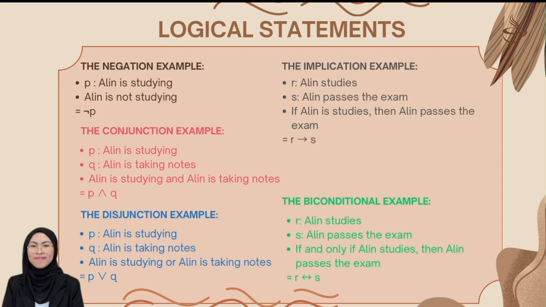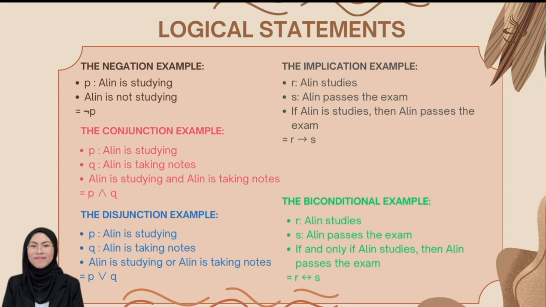The fourth one is implication. Statement R, Alin studies. Statement S, Alin passes the exam. So if we want to use implication logical connective, we need to put it in the middle, between statement R and S. Logical statement will be if Alin studies, then Alin passes the exam. So in the logical connective, R implies S. Statement R needs to be true and statement S needs to be false to make the statement false. Otherwise, the statement is true.